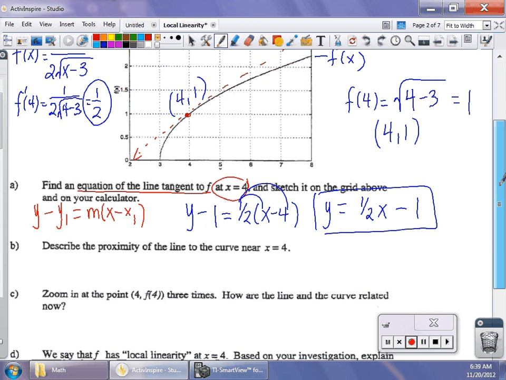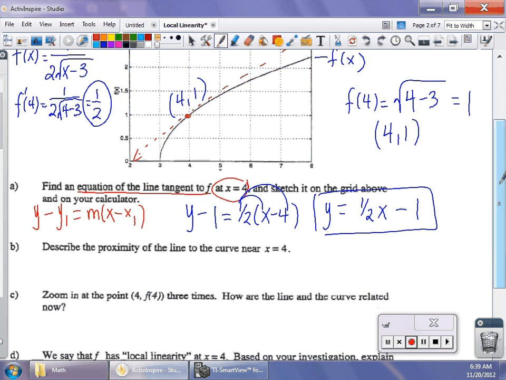Describe the proximity of the line to the curve near x equal to 4. Well, we talked about that a little bit already. If we go in that little neighborhood, the line is very close to the curve. I don't really know what else to say. The proximity of the line to the curve is that the line is close to the curve, and therefore if we're very near x equal to 4, the line is a pretty good approximator of y values for the original function.